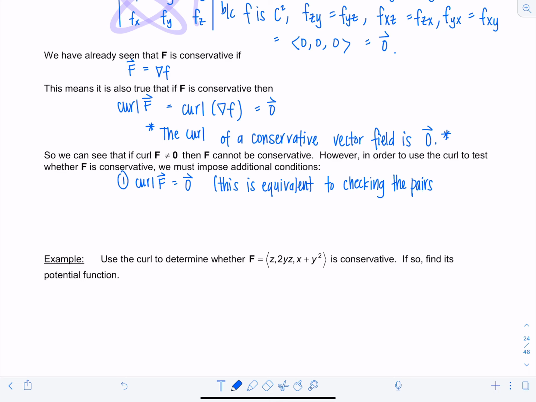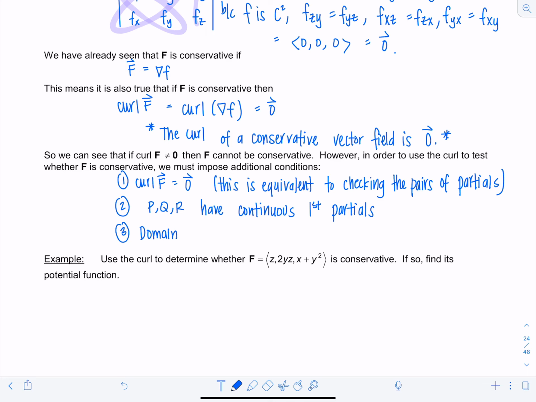Remember, before we've tested whether or not vector fields were conservative, and we had 3 conditions to check. The first one being that the pairs of partials, those mixed partials, were equal to each other. And that's the same thing as checking if the curl of f is equal to the 0 vector. Then the next condition that has to be satisfied is that P, Q, and R have to have continuous first partials. So they have to be C1. Can you guess what the third one's going to be? It's the same condition as before. So the domain D of your vector field has to be open and simply connected.